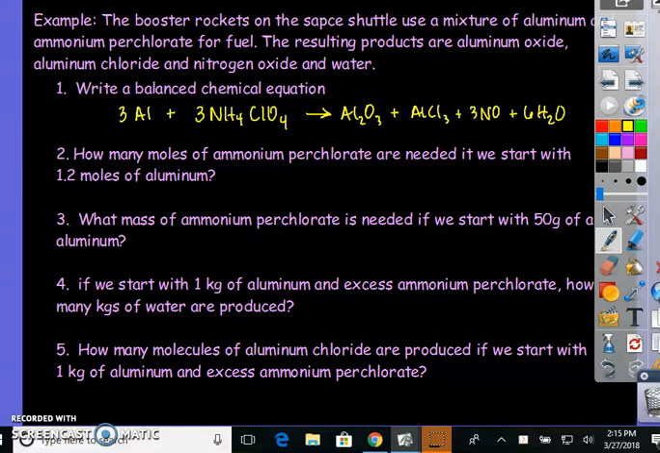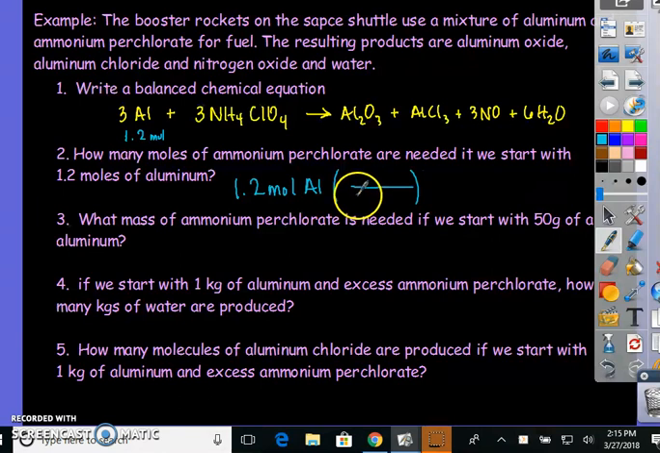with 1.2 moles of aluminum. Okay, so I'm going to change my pen color here just so that there's some differences and you can correlate the color of my pen to the question. So we've got 1.2 moles right here, and so that's where I'm going to begin. So that's 1.2 moles of aluminum, and I'm going to moles of ammonium perchlorate. So I'm going to set up my fraction just like I've been doing, and just like I did earlier.